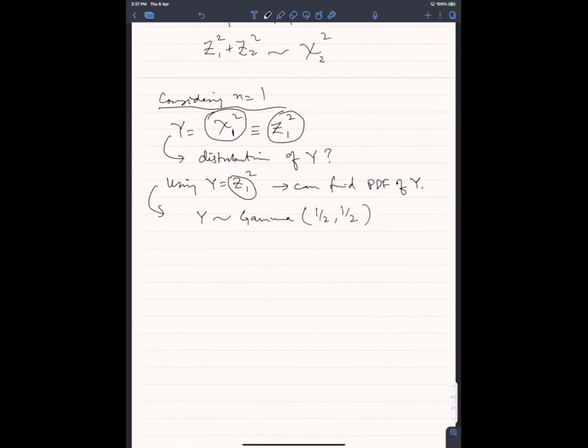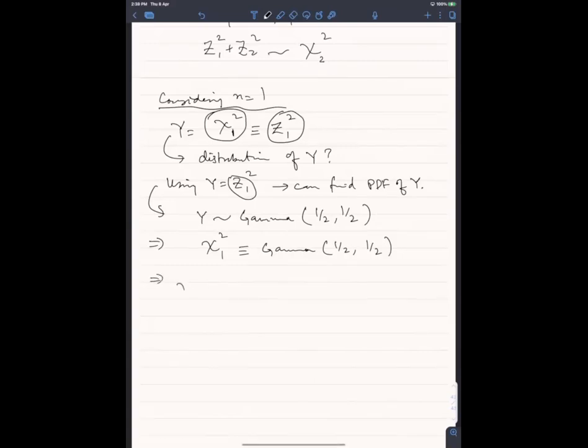1 by 2 and 1 by 2. That means chi-square distribution with 1 degree of freedom is the same as gamma distribution with parameters 1 by 2 and 1 by 2, whose lambda is also 1 by 2 and whose t or n, whichever it is, is also 1 by 2. Okay?